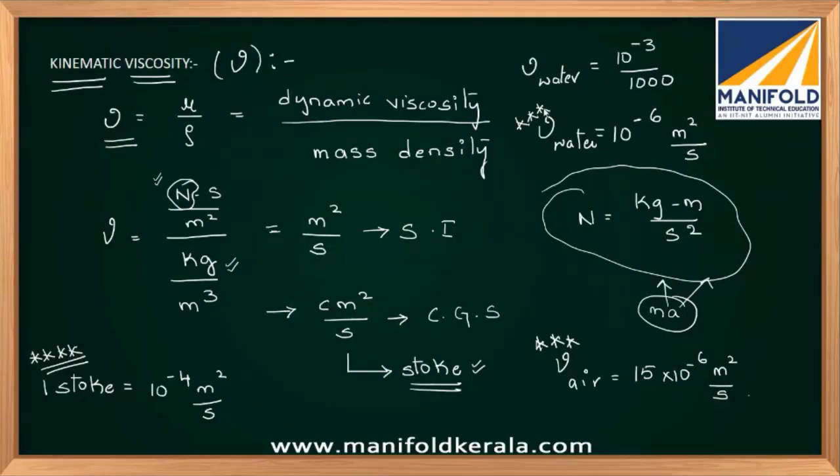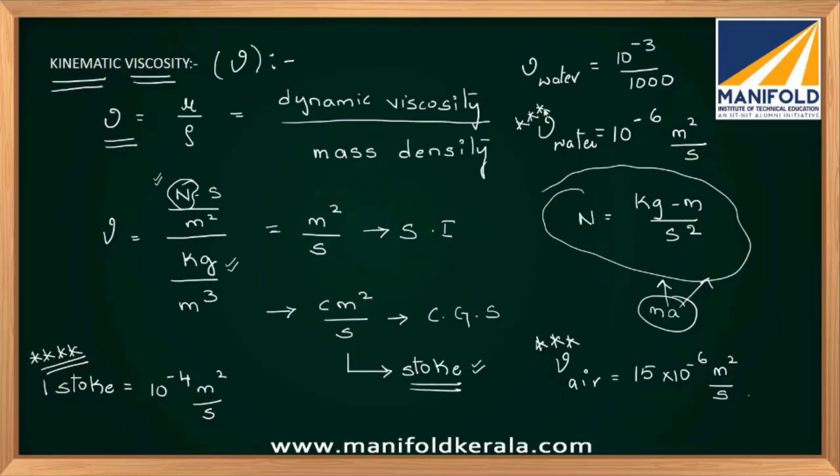1 centimeter square per second is called a Stoke. In CGS system, to convert Stoke into SI units meter square per second, you need to multiply with 10 power minus 4. So by knowing the density and dynamic viscosity of the different fluids, I have found the kinematic viscosity of water and kinematic viscosity of air.